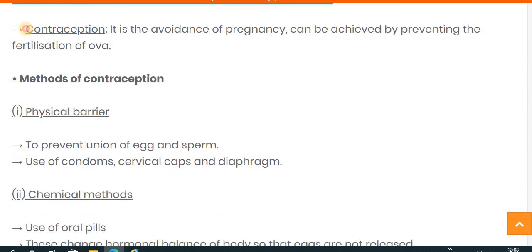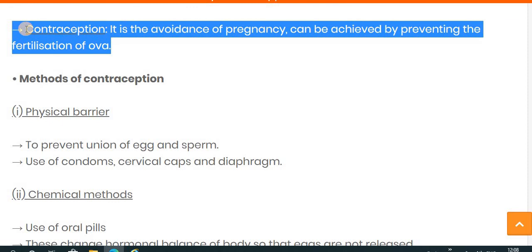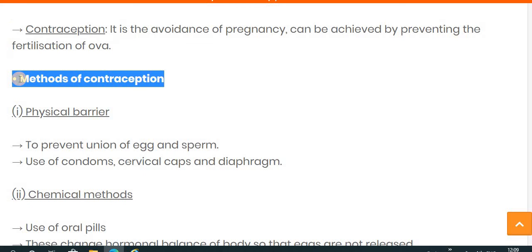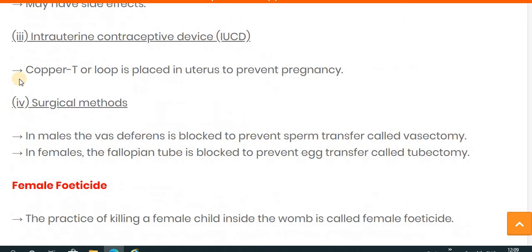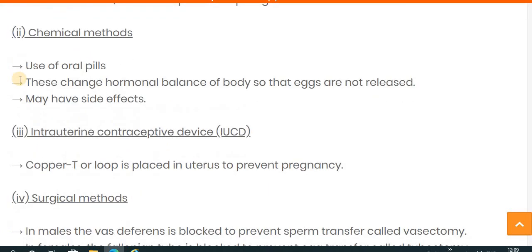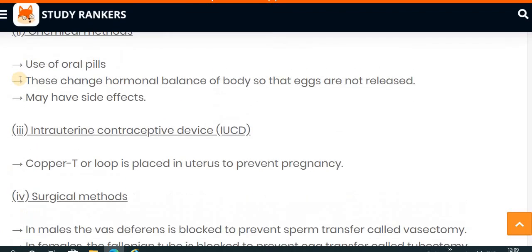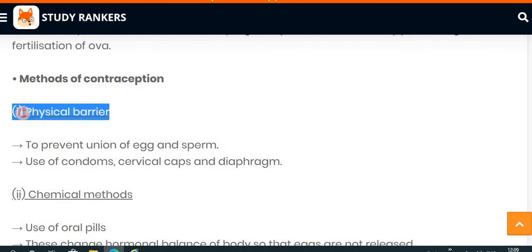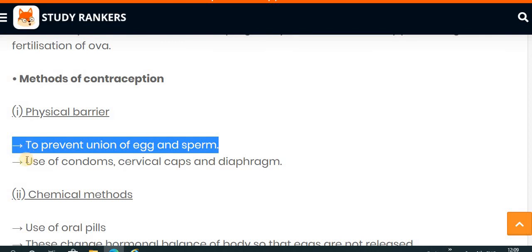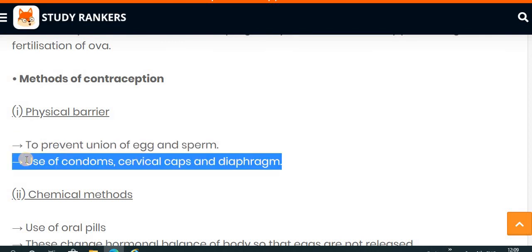Now the next topic is contraception. First of all, the definition of contraception: avoidance of pregnancy achieved by preventing the fertilization of the ova is called contraception. There are several methods of contraception. The first is physical, then chemical, then the IUCD, and the surgical method. Total 4 methods are there. The first method is the physical barrier method, to prevent the union of the egg and the sperm, using a condom, cervical caps and the diaphragm.